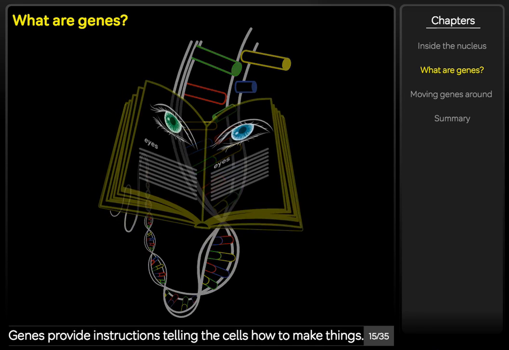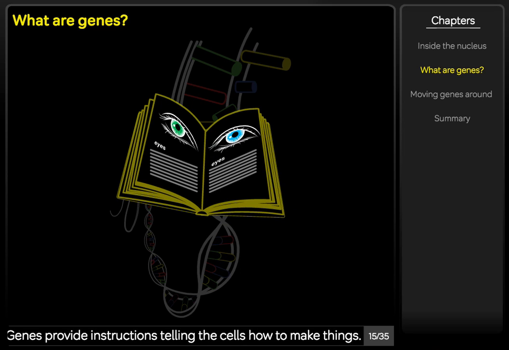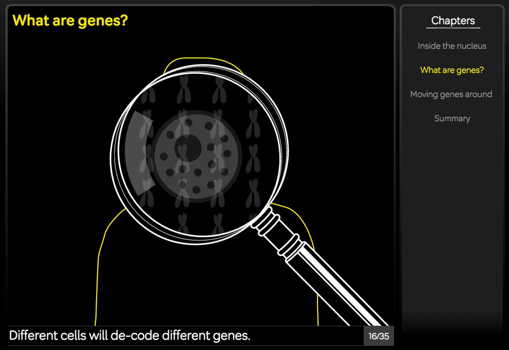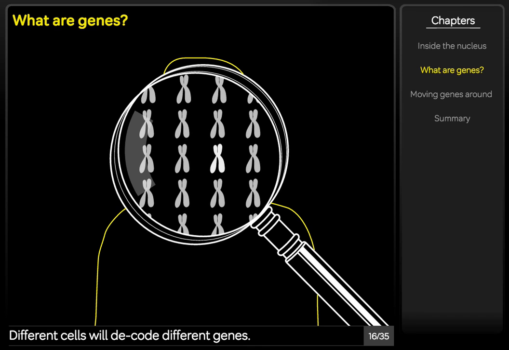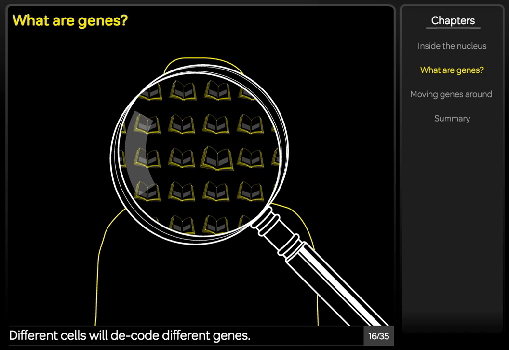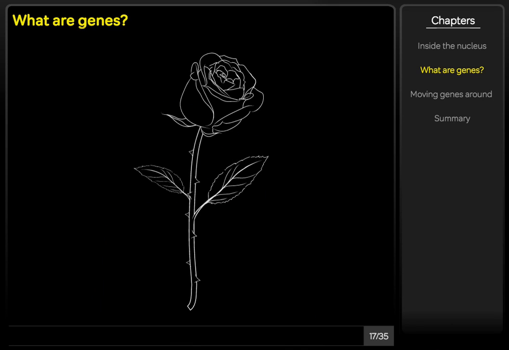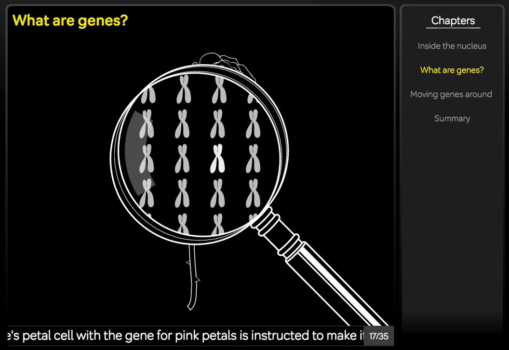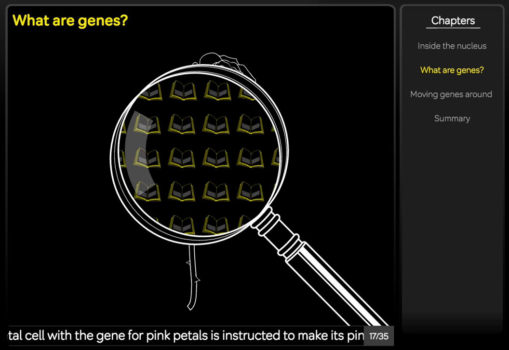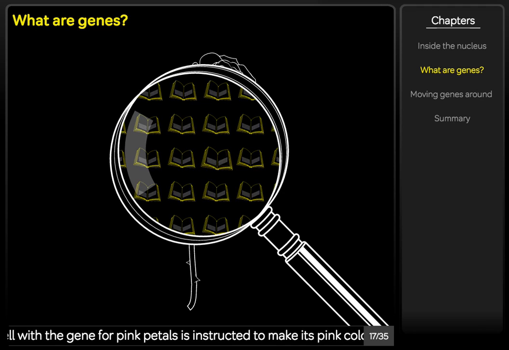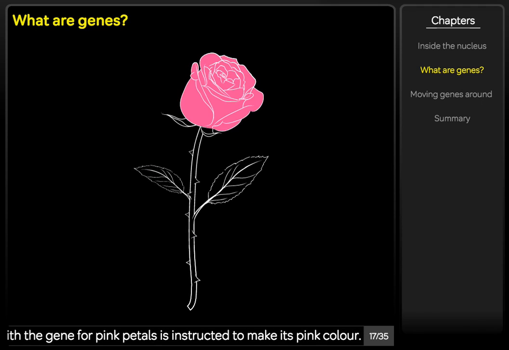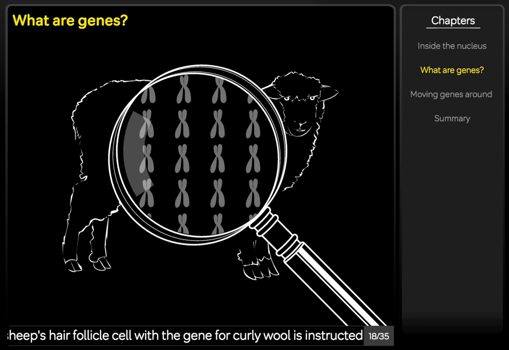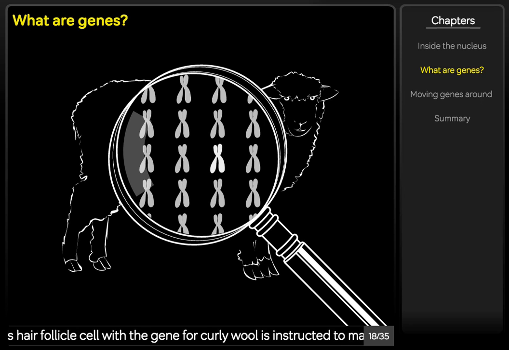Genes provide instructions, telling the cells how to make things. Different cells will decode different genes. A rose's petal cell with the gene for pink petals is instructed to make its pink colour. A sheep's hair follicle cell with the gene for curly wool is instructed to make wool twist.